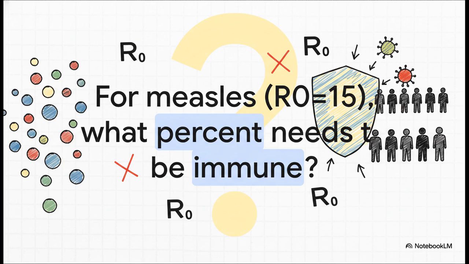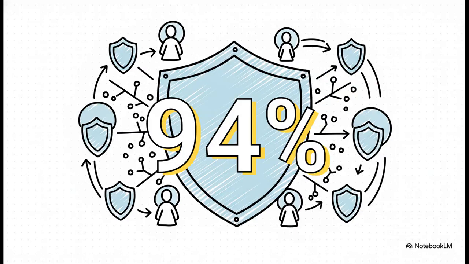Well, let's take a really extreme example, measles. It's one of the most contagious diseases we know of, with an R0 that can be as high as 15. So to stop measles in its tracks, what percentage of the population do you think needs to be immune? The answer is a whopping 94%. It's a staggering number. And it really shows you, the more contagious the disease, the stronger our collective shield has to be.